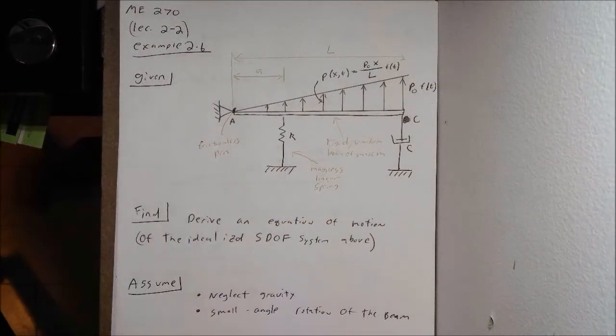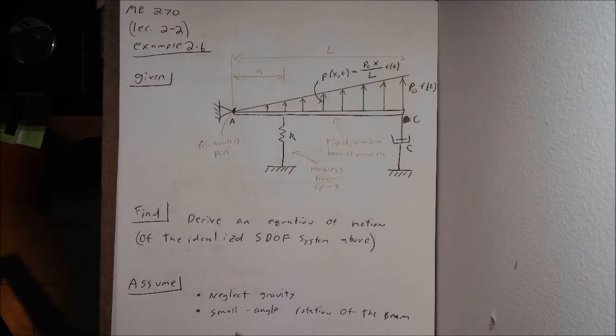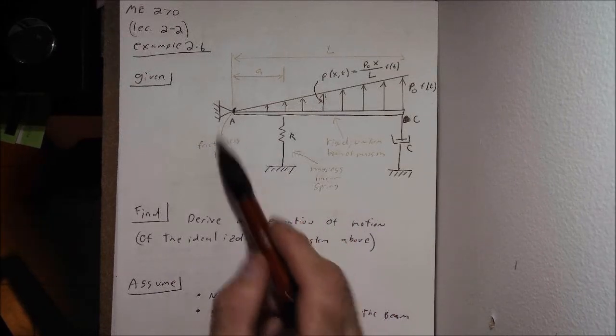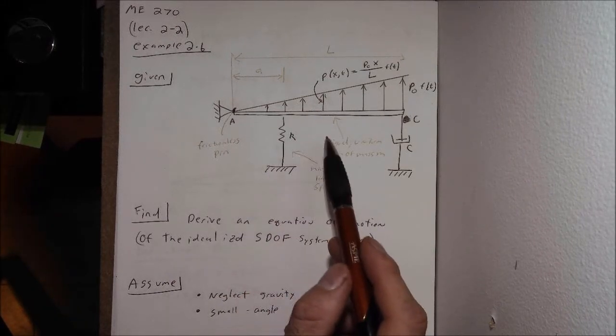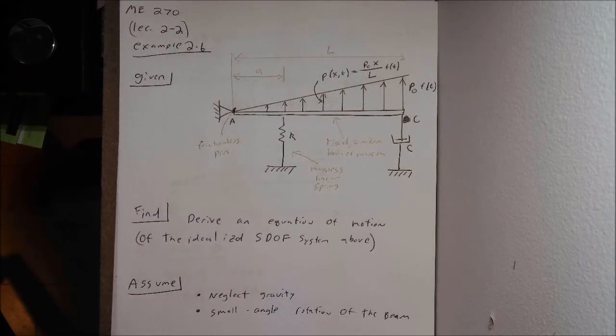They want us to derive an equation of motion of the idealized single degree of freedom system that we have shown up here above. And in this problem, we also are going to add our assumptions. They tell us two things in the problem statement that we can add to this section: we want to neglect gravity and assume the small angle rotation of the beam. So we can go back up here. You can see I've color-coded this a little bit, simplified a little bit. Again, this gives us a page to come back to as we're going through our solution to look at that diagram again, understand what they give us and what they're asking us to solve for.